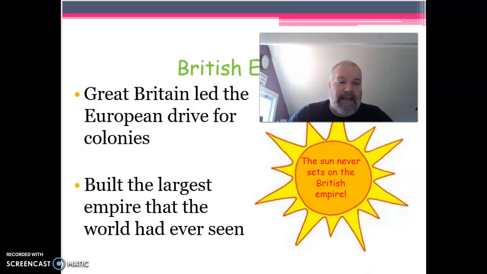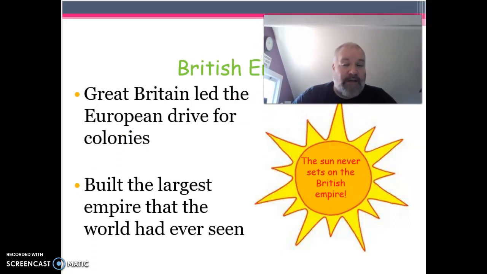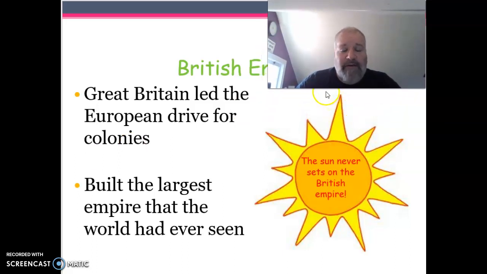Great Britain led the European drive for colonies. Britain is number one in the amount of colonies and land that they take. They build the largest empire ever seen. And this picture and the graphic is true.